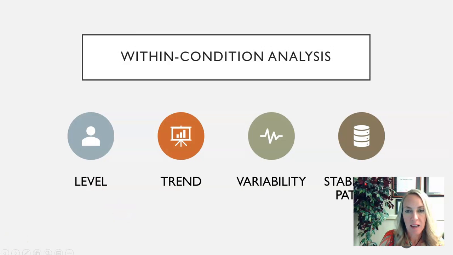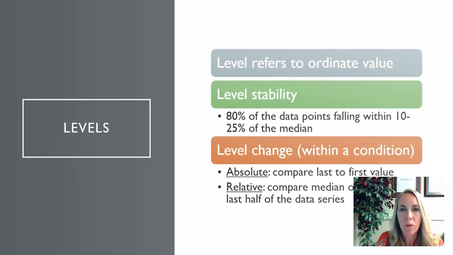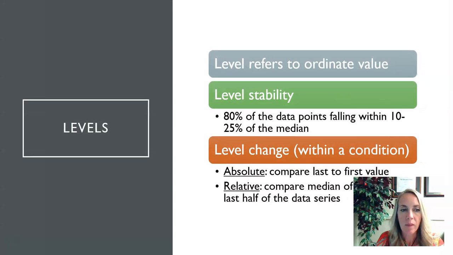So we need to look at how to analyze the visual data. We have within condition analysis and between condition analysis. And really we're looking at the same features, but I'm going to go over them separately so that we can be clear. So to begin, we're going to talk about level. Level refers to the ordinate value. We want to know the level stability, and we can find that out by looking at the median level and determining what percentage of data points are within a small envelope around that median.